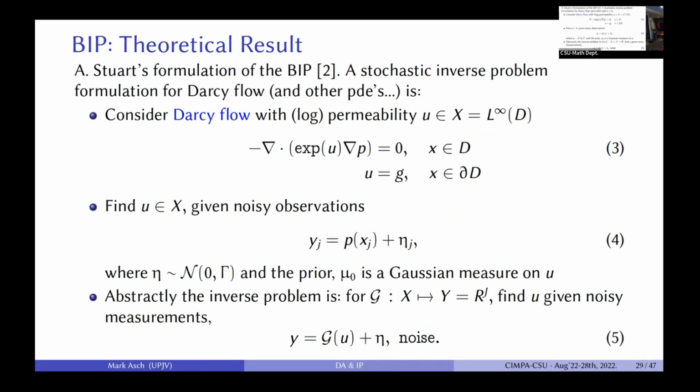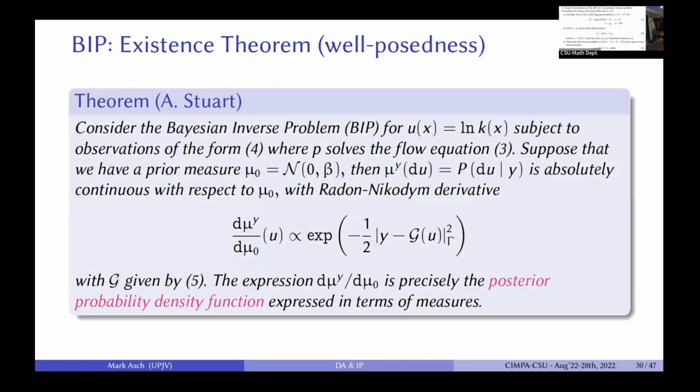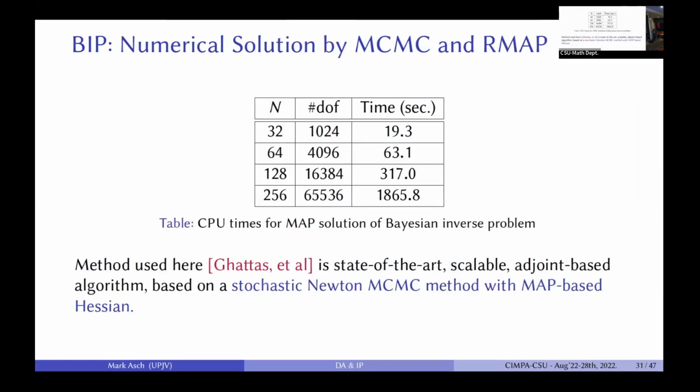Anyway, there's a very nice paper, I give the reference at the end, by Andy Stewart, who's a very good probability person, who gave a very nice theoretical framework for this. I won't go into it, but there is an existence theorem, which he's the first one to have shown, which gives the existence of this inverse probability distribution problem, this posterior probability.